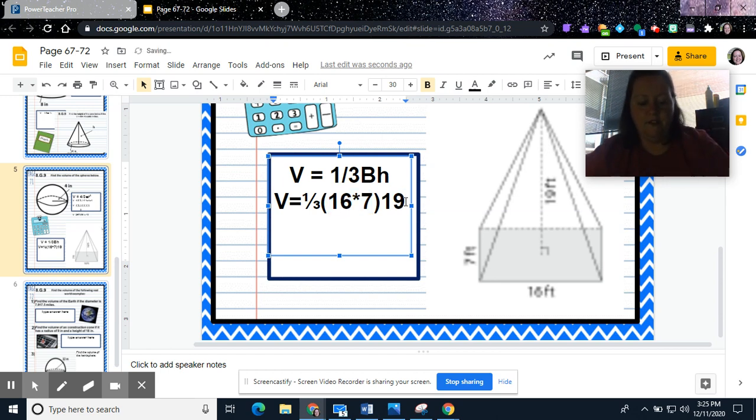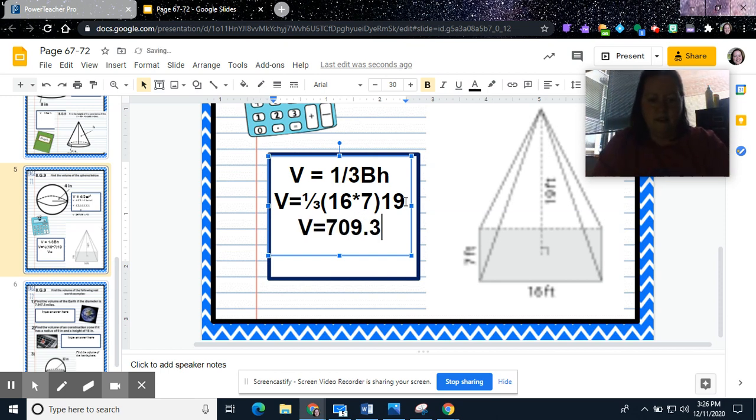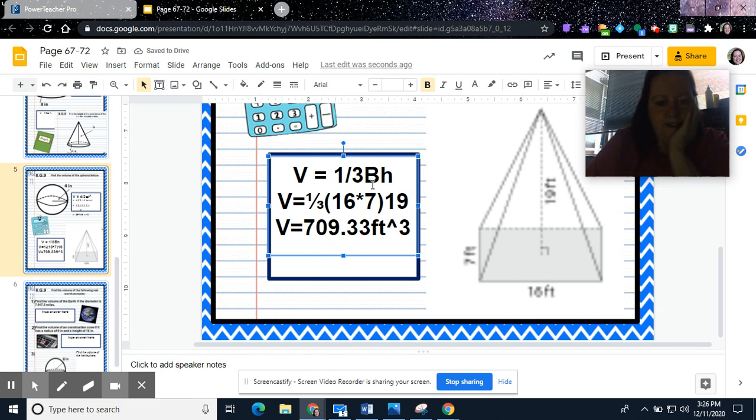From here, again, you're going to multiply. I'm going to leave that 1/3 alone, and I'll do 16 times 7 times 19. And then after I do all of that, that's when I'm going to divide it by 3, and I'll get 709.3 repeating. And then to label it, it'll be feet. It's volume, so it needs to be cubed. And that's how you do the pyramid. The hard part about this one is the area of the base. You have to look at what shape the base is to decide what the area of that is.